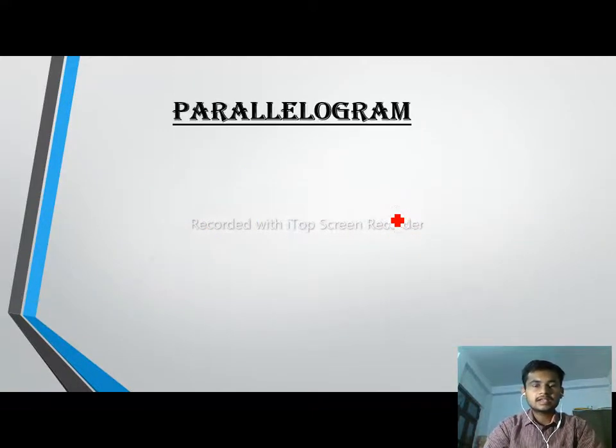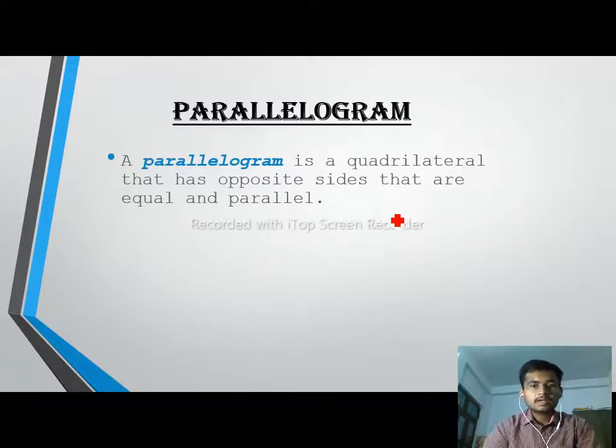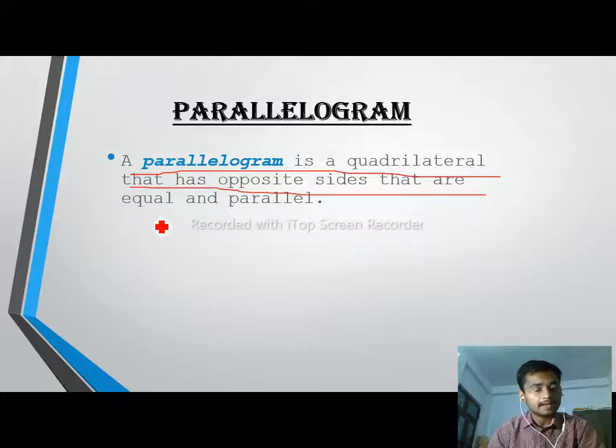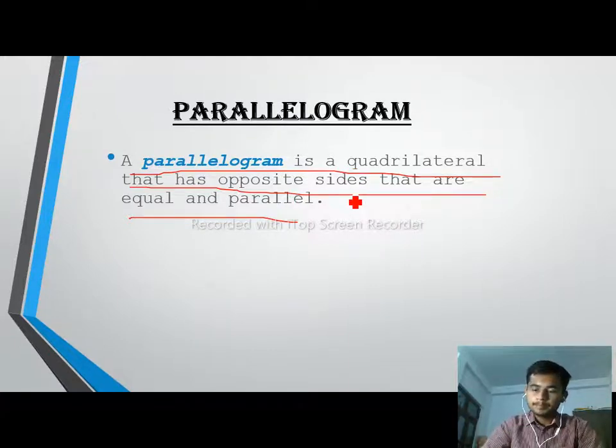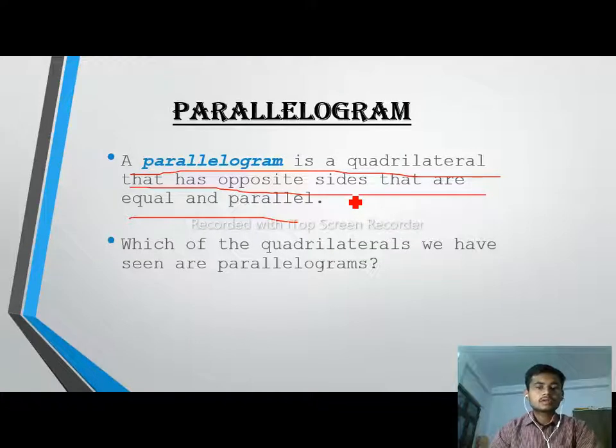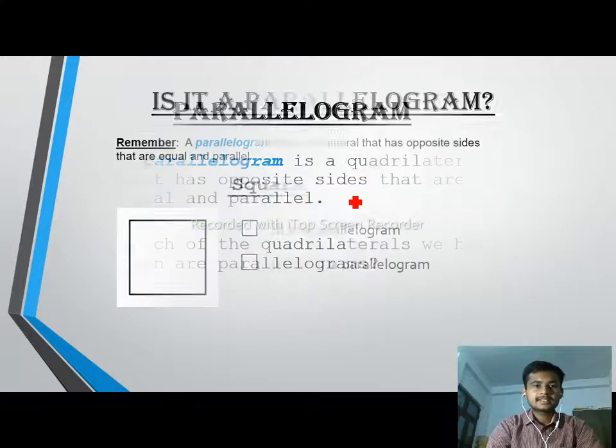Okay, now let's see, what is a parallelogram? A parallelogram is a quadrilateral that has opposite sides that are equal and parallel. A parallelogram is also a quadrilateral that has opposite sides that are equal and parallel. So now let's see which of the quadrilaterals that we have discussed are parallelograms or not.